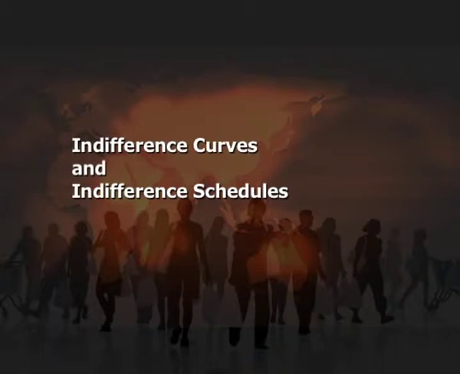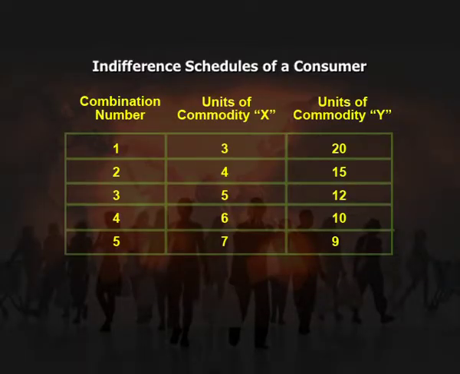Moving ahead with indifference curves and indifference curve schedules. Indifference curves measure utility ordinally and explain the consumer behavior in terms of his or her preferences for different combinations of goods. An indifference curve shows different combinations of goods that give the same level of utility to the consumer. This table shows the indifference schedule of a consumer for different combinations of two commodities X and Y. The consumer obtains an equal level of satisfaction from these combinations. Let us see the table of indifference schedules of the consumer.